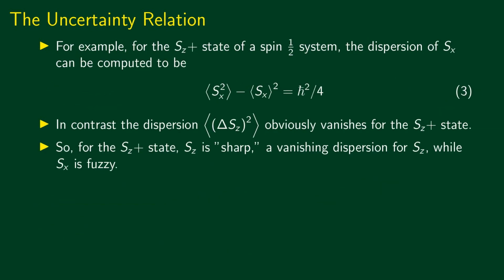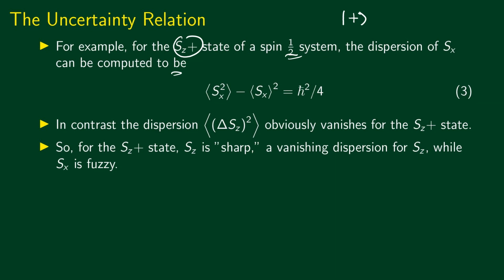As an example, let's look at the Sz plus state of a spin half system. So the state is given to be ket plus, right? The Sz plus state we earlier denoted as ket plus. All right, the dispersion of Sx can be computed. We find the dispersion of the observable Sx, the x component of spin.